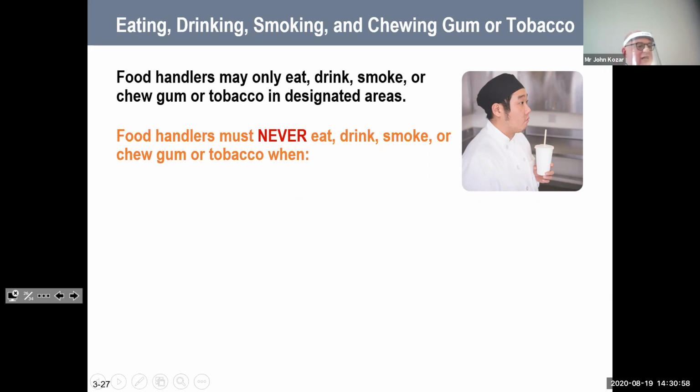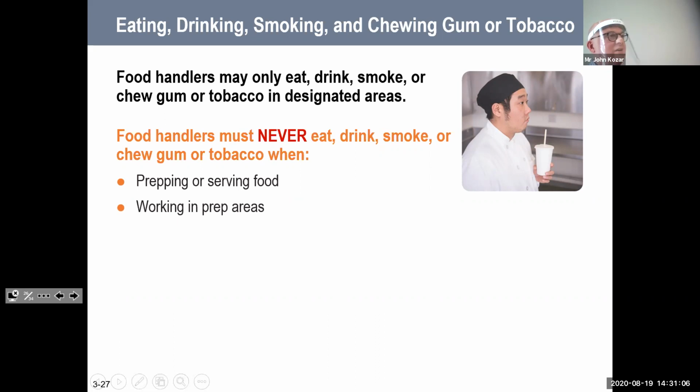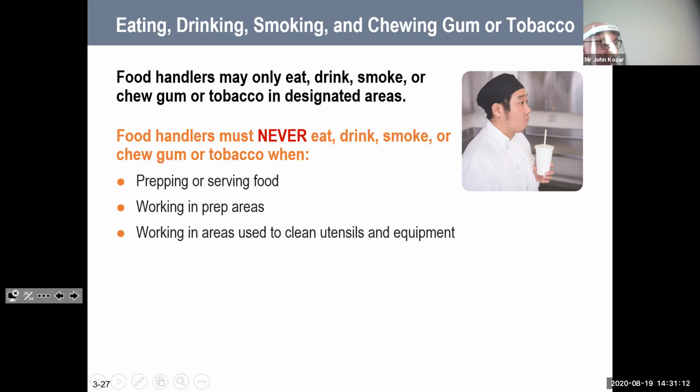Food handlers can never eat, drink, smoke, chew gum, or use tobacco whenever they're prepping or serving food, whenever they're working in a food prep area, or whenever they're working in areas used to clean utensils and equipment, like the pot washing sink.